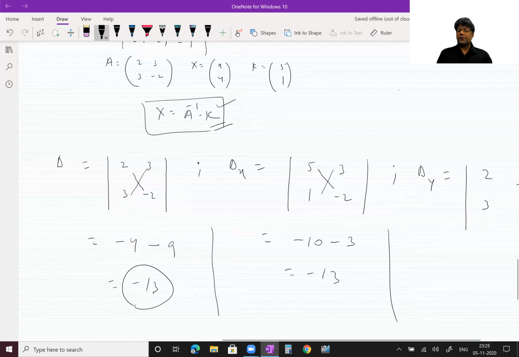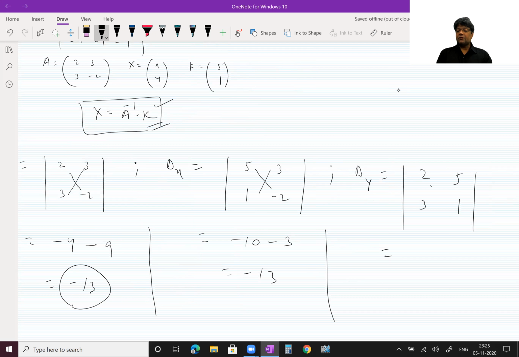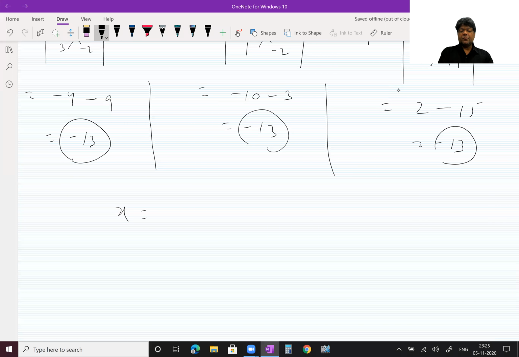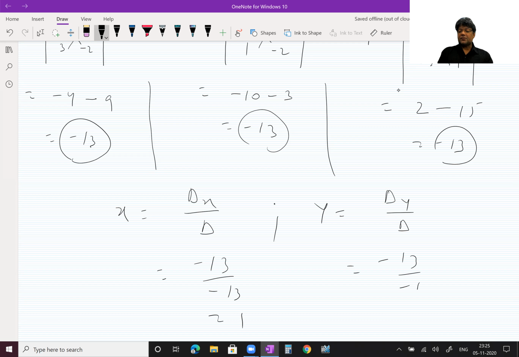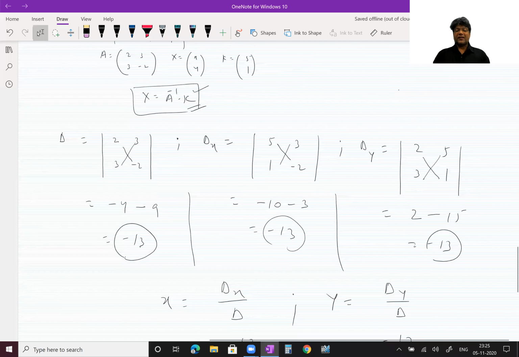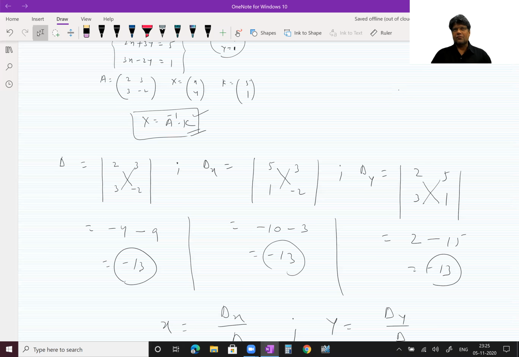And now delta y. That is equal to 2 into 2, 2 minus 5 3 are 15. That is equal to minus 13. Our x value will be calculated by delta x by delta, and the y value we will get by delta y by delta. So that is equal to minus 13 by minus 13, that is equal to 1. Here also it is minus 13 by minus 13 is equal to 1. We are getting the values of x and y. But they can ask you the formula, not the full solution.